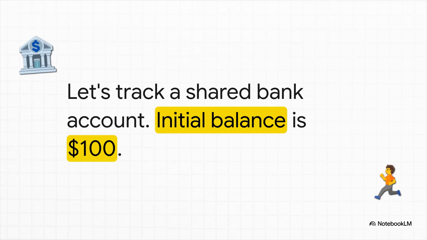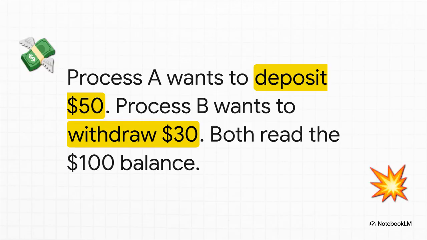So, picture a shared bank account. Initial balance, $100. Okay, now at the exact same instant, Process A decides it wants to deposit $50, and Process B wants to withdraw $30. Here's the critical part. They both read the initial balance of $100 at the same time, and the race is on.